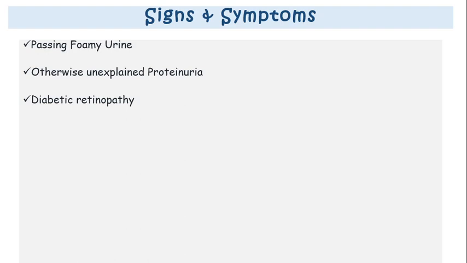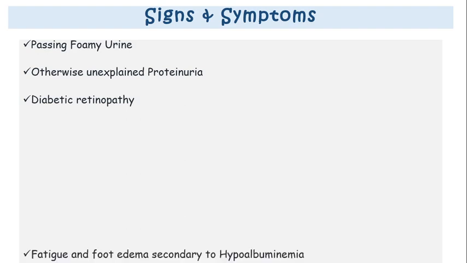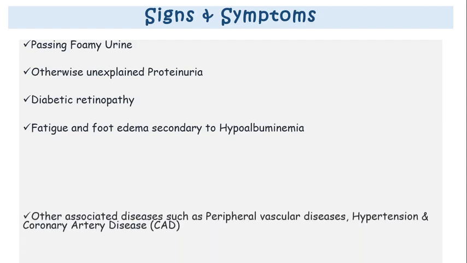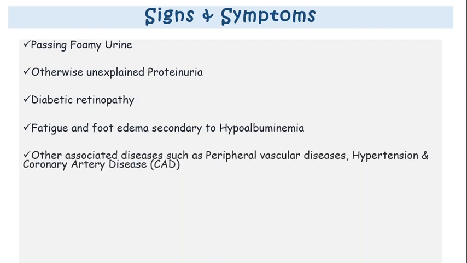Then there will be associated other organ damage, for example, damage to the retina in the eye. There'll be hypoalbuminemia, because the person loses proteins, albumin, in urine, so this leads to edema. Then there'll be associated other complications like coronary artery disease, hypertension, and peripheral vascular disease, reduced blood flow to the limbs.